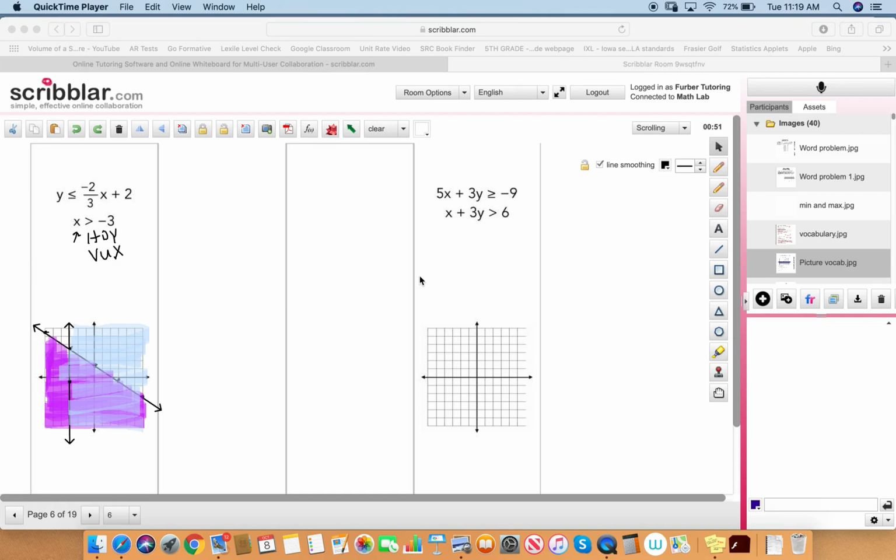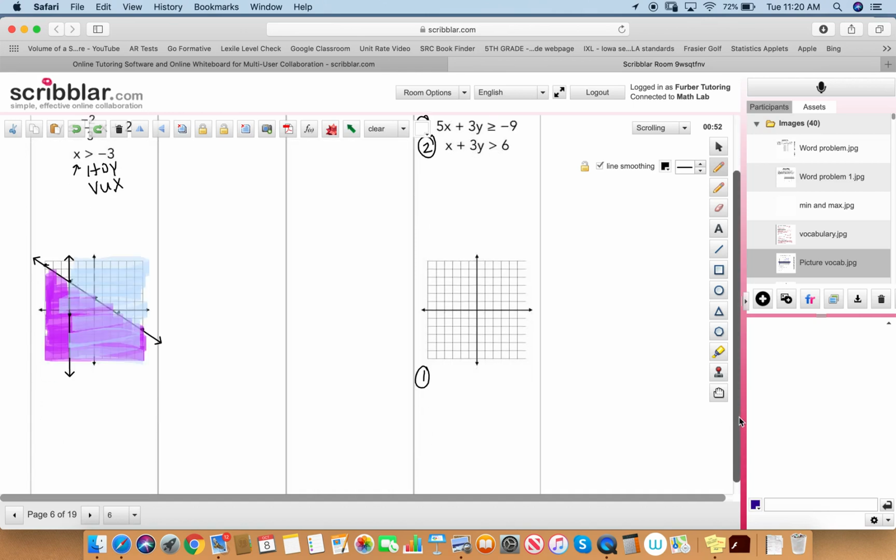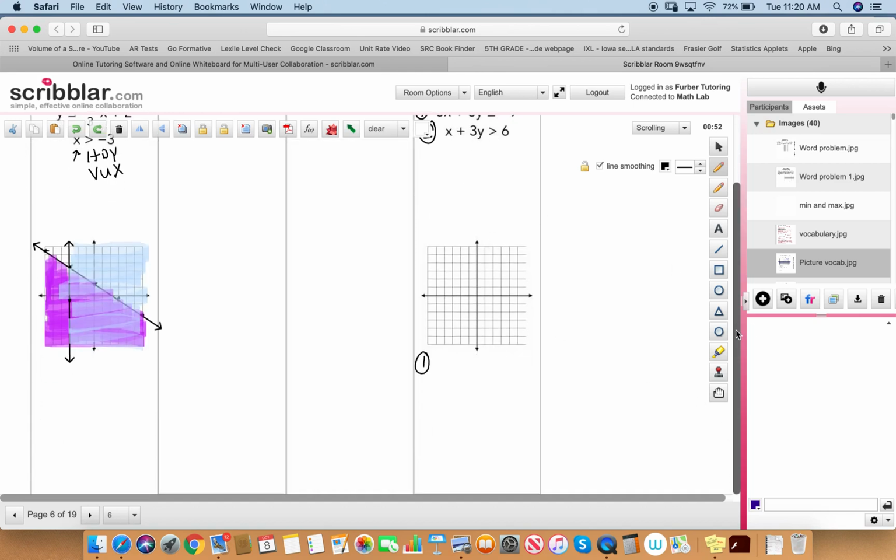So this is the last example for solving inequalities. This time both inequalities are not in slope-intercept form, so I'm going to have to change each of them so that the y is alone. I have room underneath this second equation, so I'll put equation 1 down there and I'll do equation 2 up here.